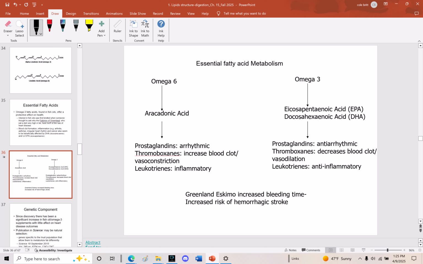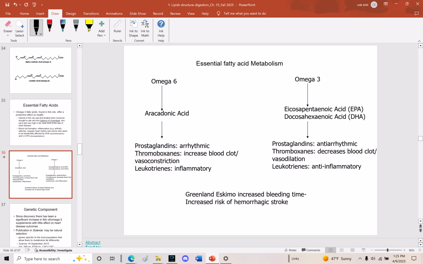Because you do want your blood to clot sometimes, but you don't want it to clot too much. You do want inflammation, but you don't want too much inflammation. So really, all this stuff is about balance. Everything that you're going to be doing health-wise when you're working with your clients is trying to balance them out.